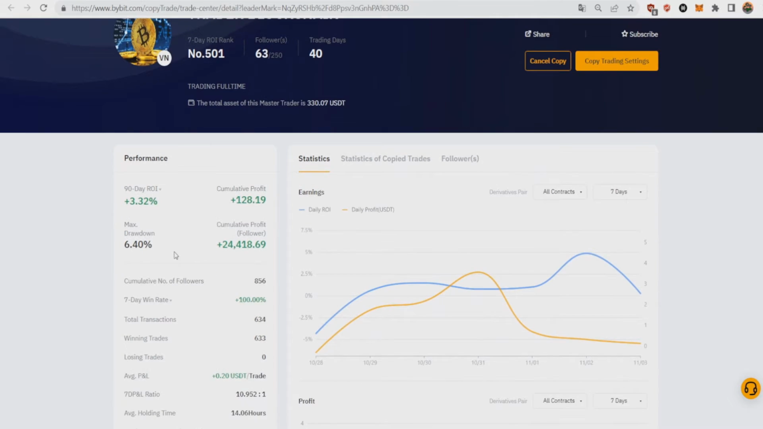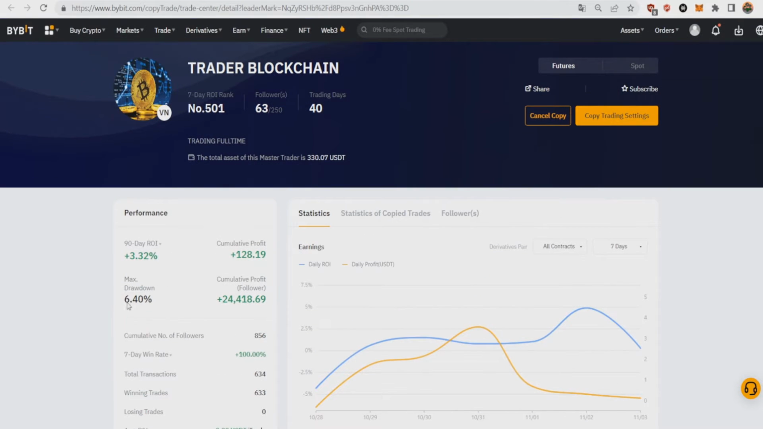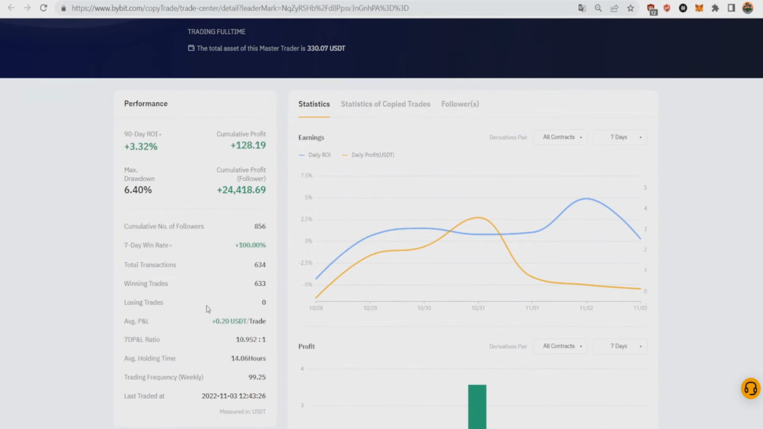The next thing you want to see is the max drawdown. You want this to be below 10%, because the lower the drawdown, the less risky trades the trader does. Another great thing you want to check is how much profit he made for his followers. So this guy made 24,000 in profit for his followers, so it's a nice amount of money. Of course, you want to have a 100% win rate.